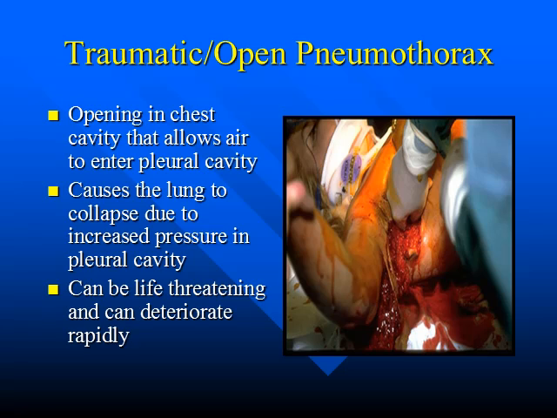It's usually accompanied by a hemothorax. And what is a hemothorax? Well, pneumothorax, the pneumo means air. Okay, so there's air in the space, and with a hemothorax, well, hemo means blood, so that means there's blood in that space. So usually this traumatic or open pneumothorax is accompanied by a hemothorax.